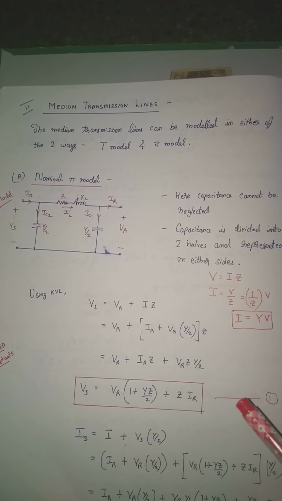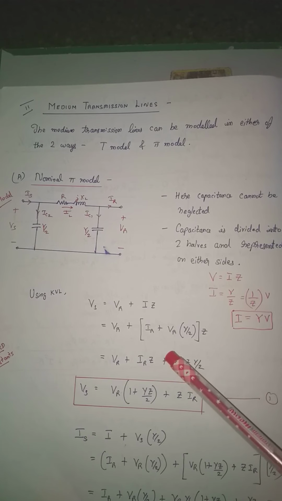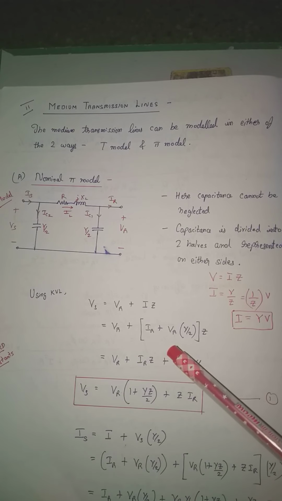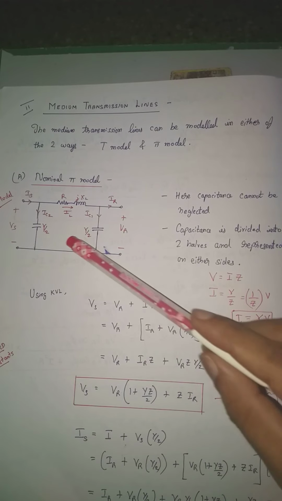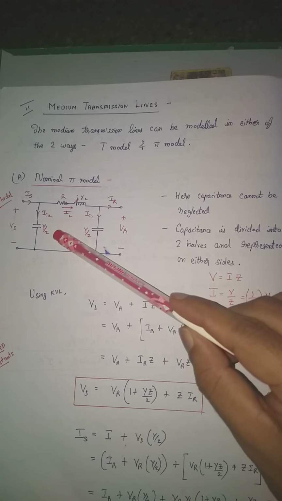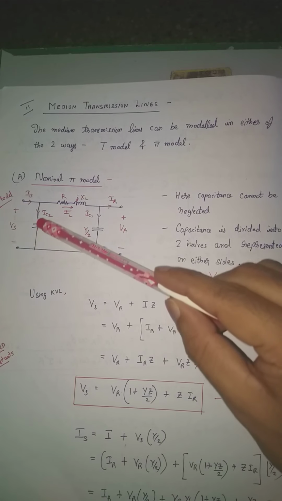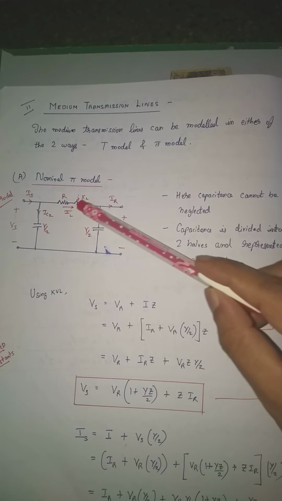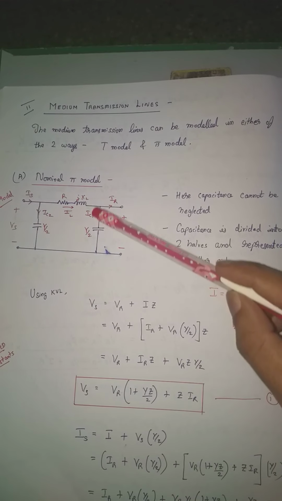Now, if we have to first find the ABCD constants, you know the approach that we have followed in short transmission line. We use KVL and KCL. So let me use KVL in this particular loop. So if you use KVL in this loop, voltage across this capacitor should be equal to voltage drop across this particular line plus voltage across this capacitor.